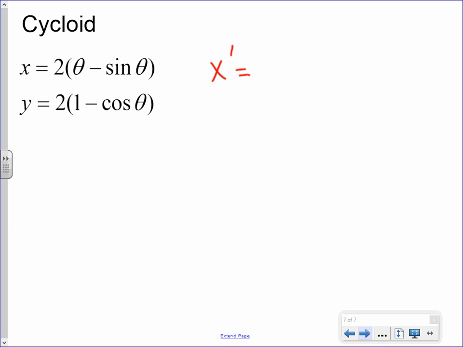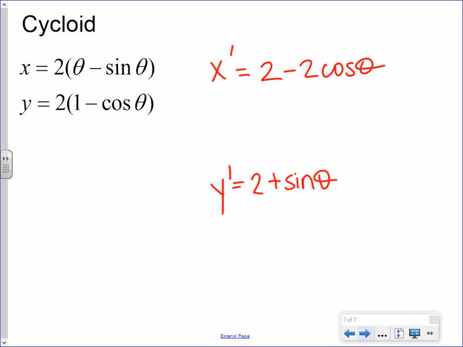All right, so derivative. 2 minus 2 cosine theta. What do you think of derivative? And y prime. 2 sine theta. Oh, that is a 1. I'm sorry, that is a 1. You're right.